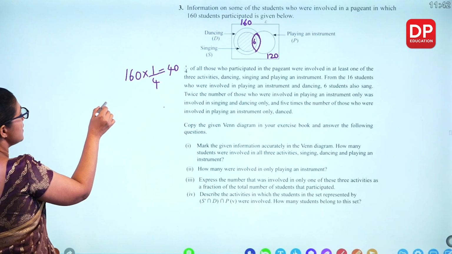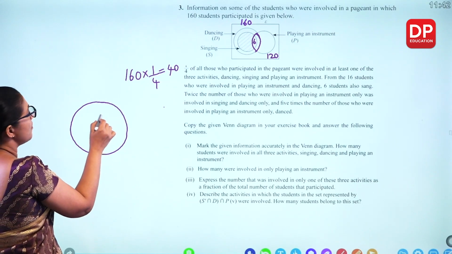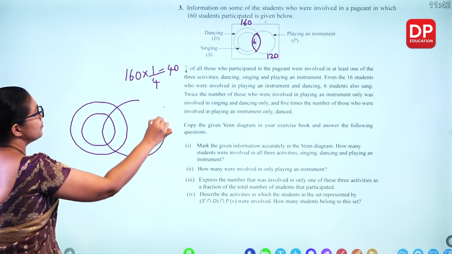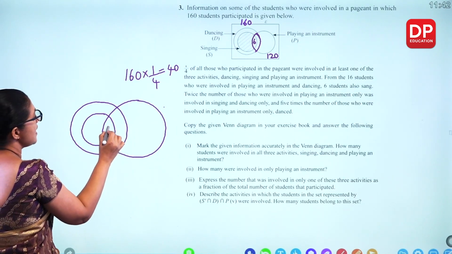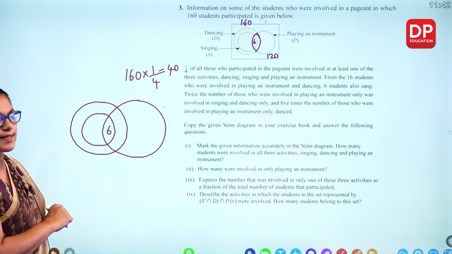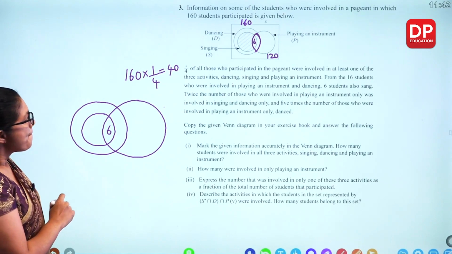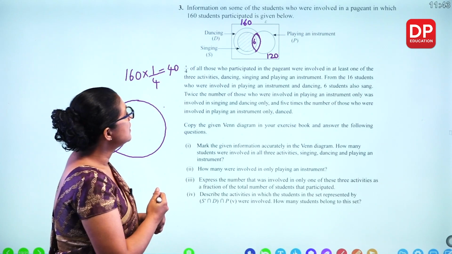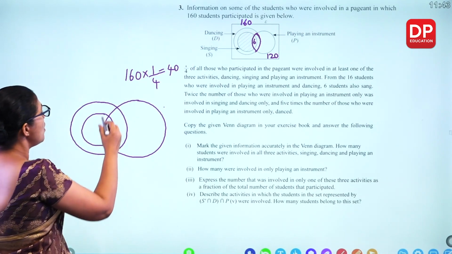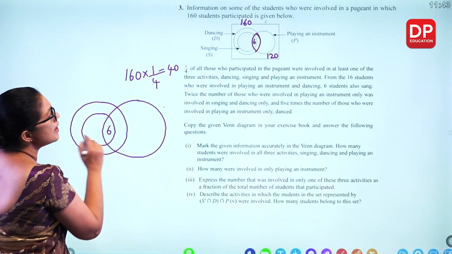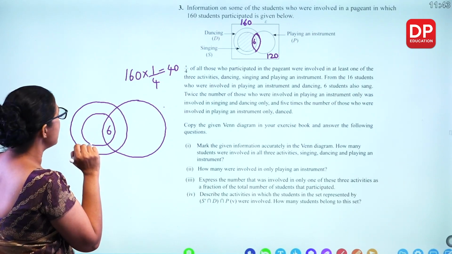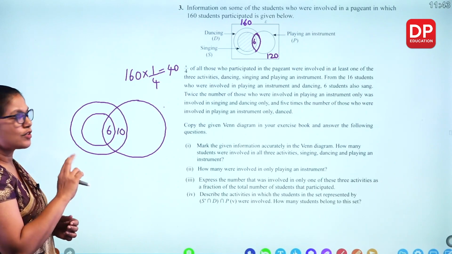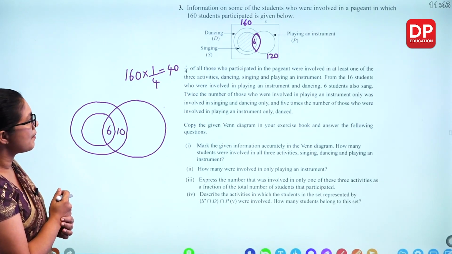So if you draw the diagram, a bigger diagram, so it says this is 6 here. Then another piece of information now. This whole thing is 16. So what's this part? This is 10. So 10 plus 6, you get 16.